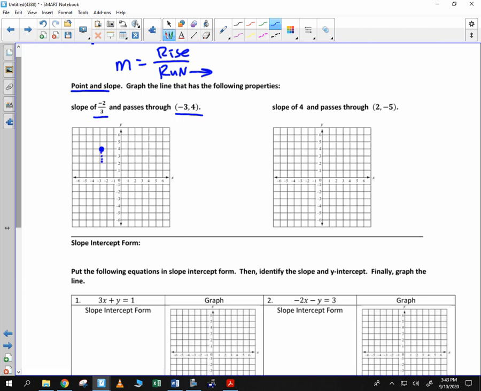That means I drop 2 and I run 3. I drop 2 and I run 3, and again, drop 2 and run 3.